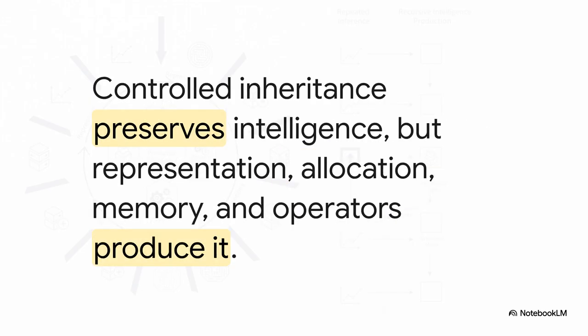To conclude our analysis, we return to the core thesis. Recursive intelligence is produced when each reasoning cycle improves the structures that generate the next cycle of reasoning. We have established that controlled inheritance preserves recursive intelligence, but representation restructuring, resource allocation, operator formation, and structural memory are what produce it. By optimizing the very architectural conditions under which future computation occurs, we move from mere repeated search into true self-amplification.